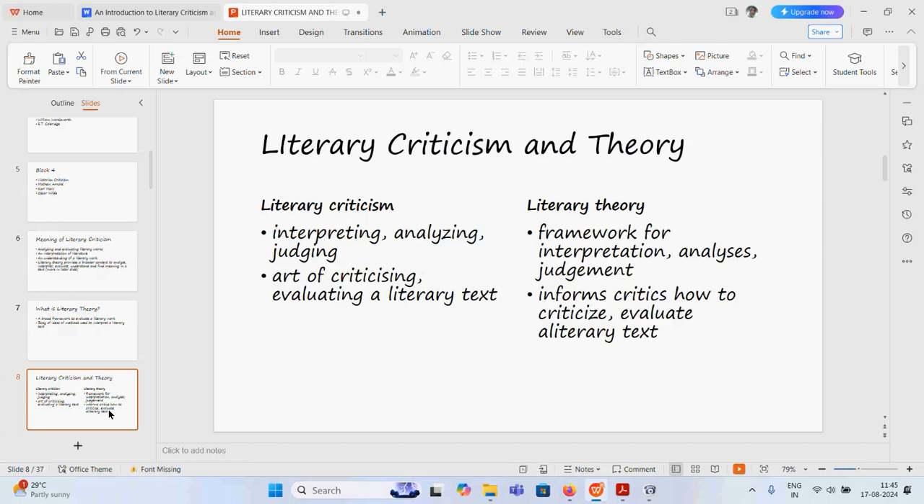Literary criticism, as we told a little while ago, is interpreting, analyzing, and judging any work of art. It is the art of criticizing or evaluating a literary text. On the other hand, as you can see on the right side of your screen, literary theory is a framework for interpretation, for analysis, or for judgment. It informs critics how to criticize and evaluate a literary text.